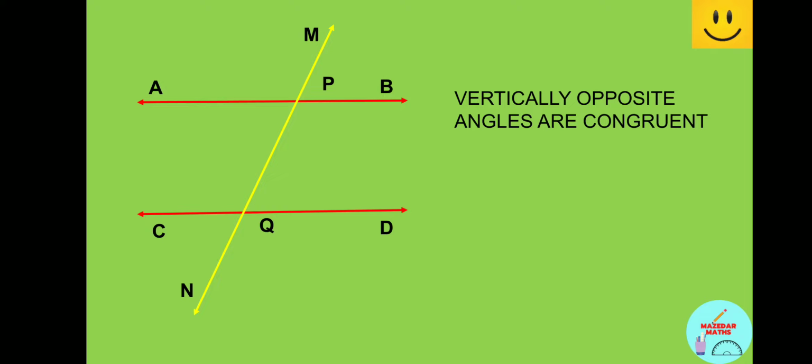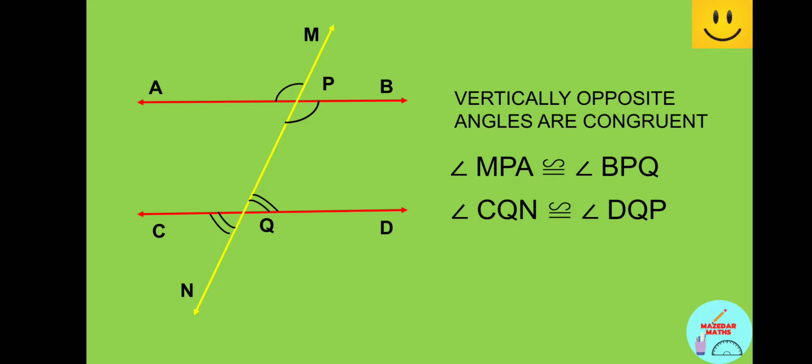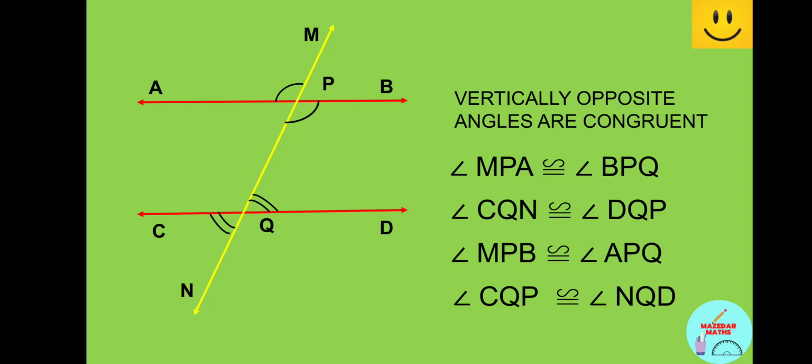Now we come to the next part, that is vertically opposite angles. Let's check out. Here the vertically opposite angles are congruent. Let's name them. MPA is congruent to BPQ. CQN is congruent to DQP. Similarly, we have 2 more pairs of vertically opposite angles. This will be useful for you when you are writing the theorems or solving the sums using parallel lines.